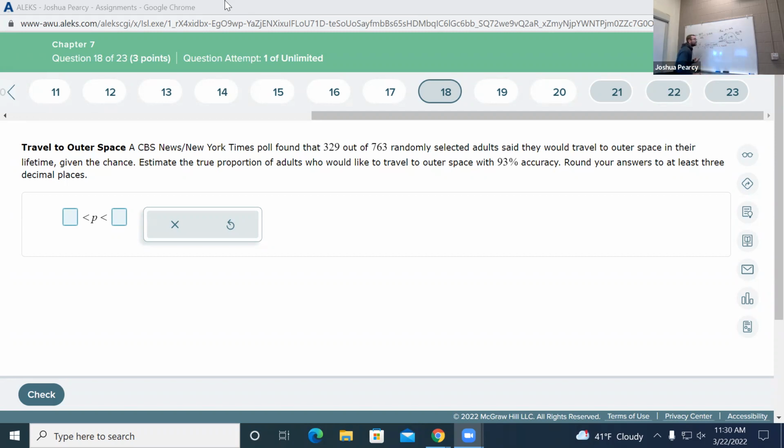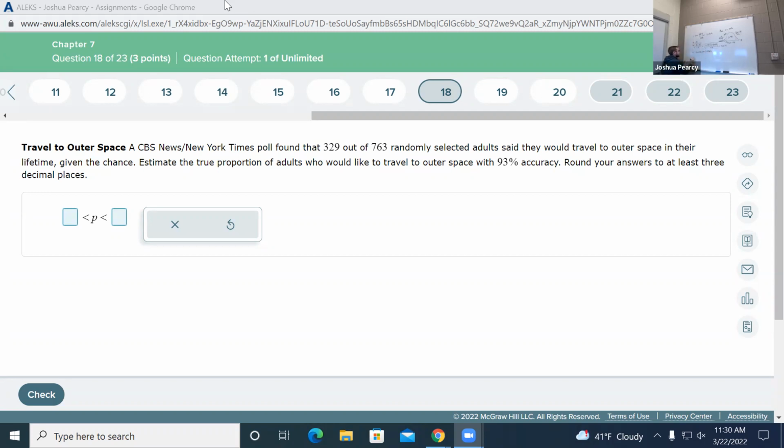Then what's the fourth part? The margin of error. So take the critical value times that. 1.81 times 0.0179, and that'll give you 0.0324.